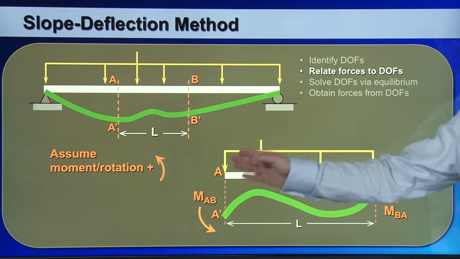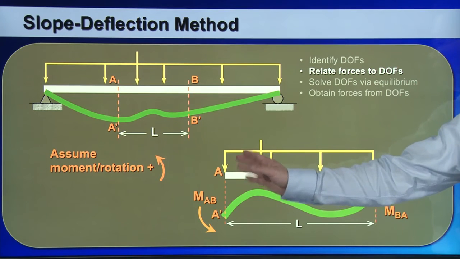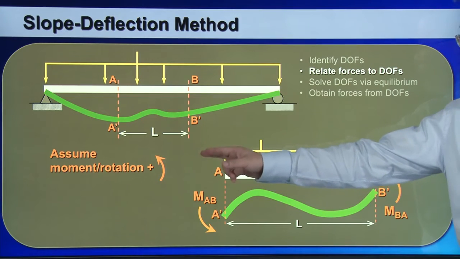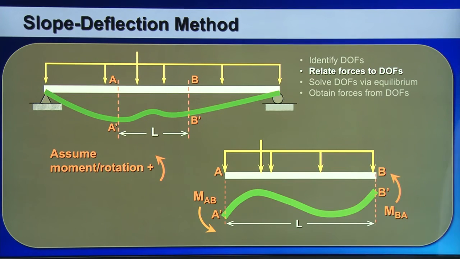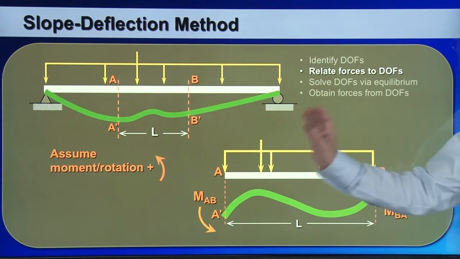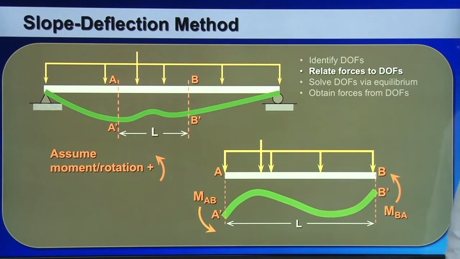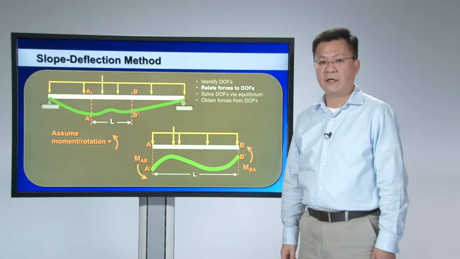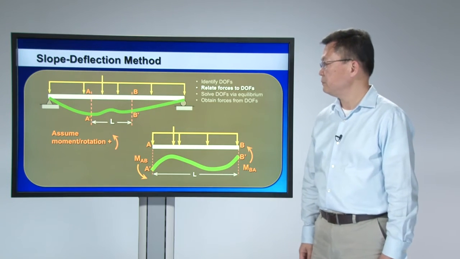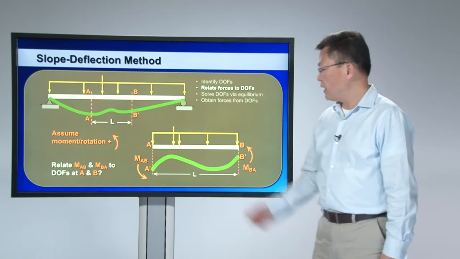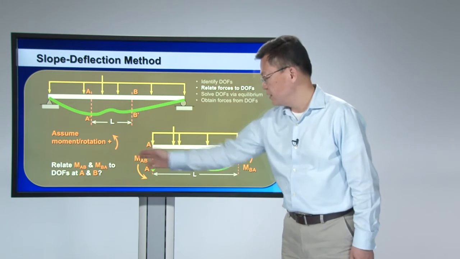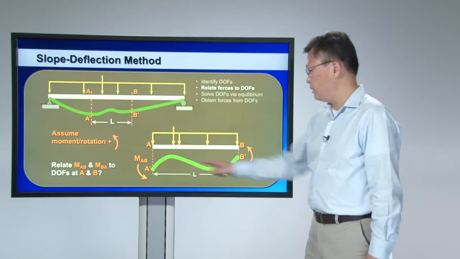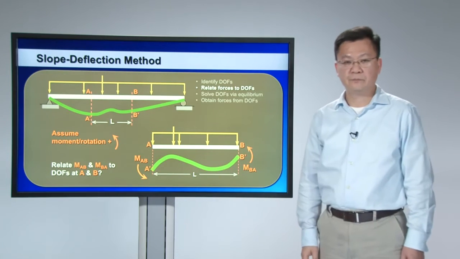In the next derivations, I'm going to assume that I follow these sign conventions for bending moment and rotation angles. If they are counterclockwise, I assume them to be positive. If they are clockwise, then they are negative. So I want to show you how you can relate the bending moments to the deformations at nodes A and B.